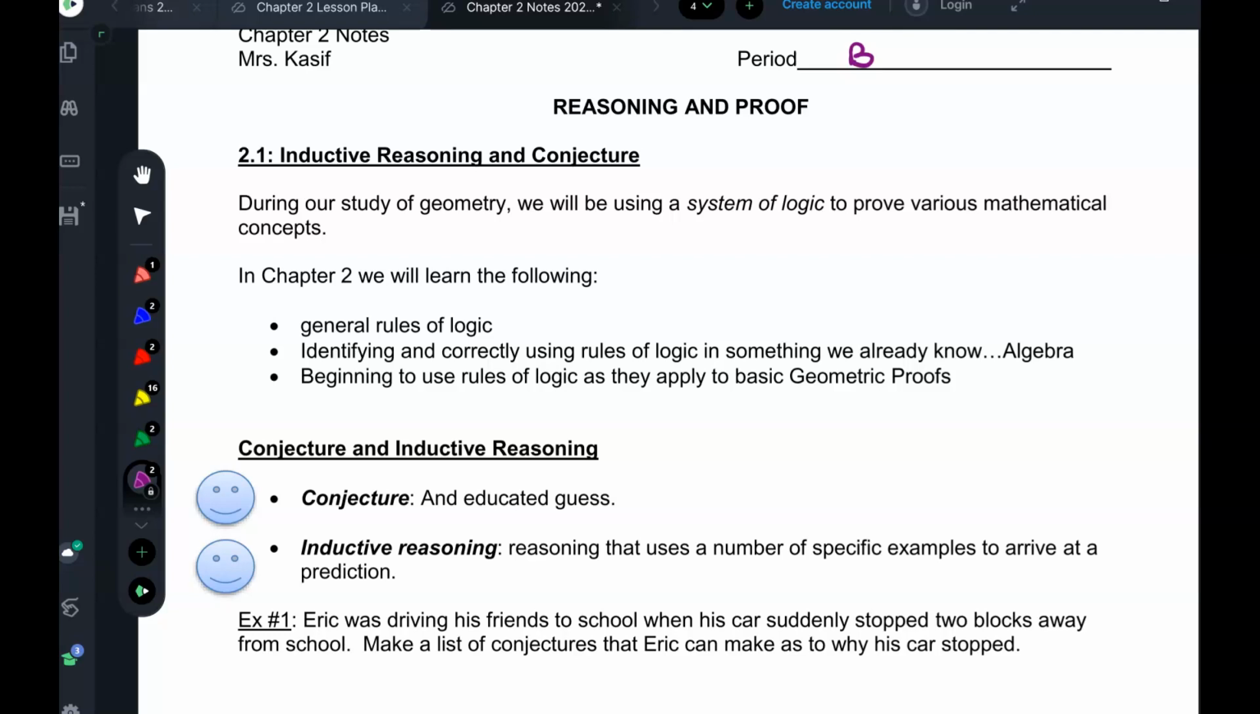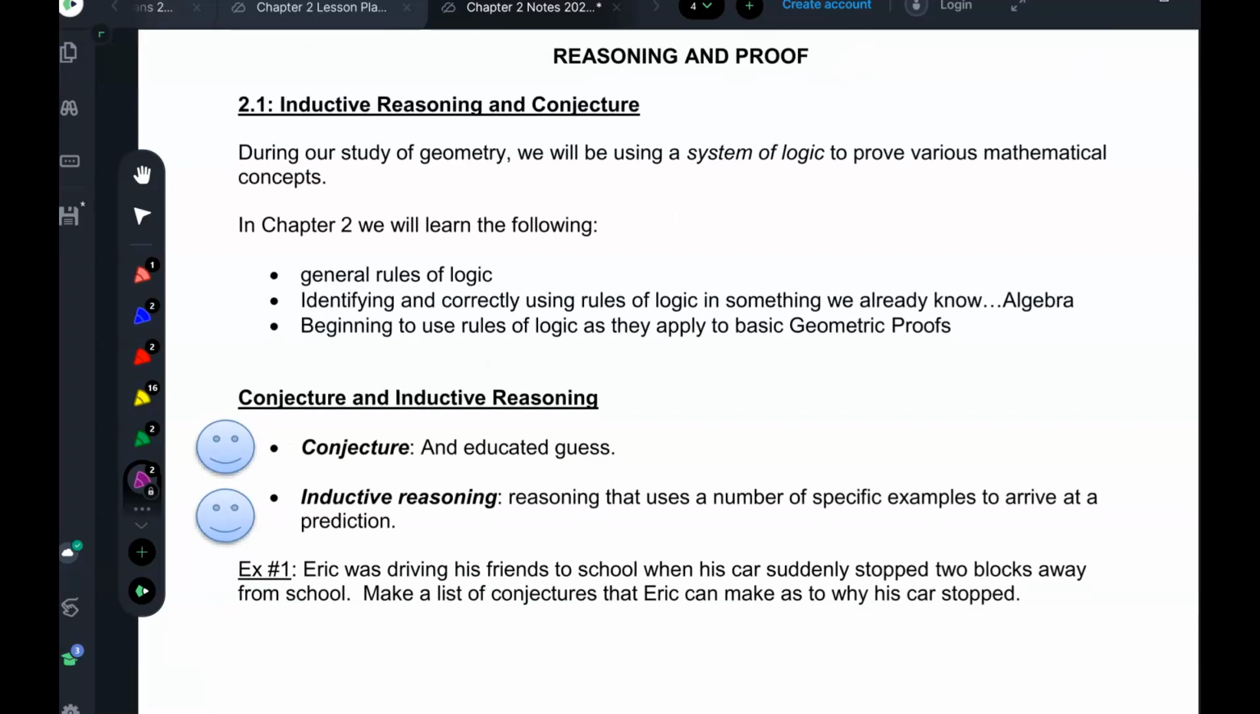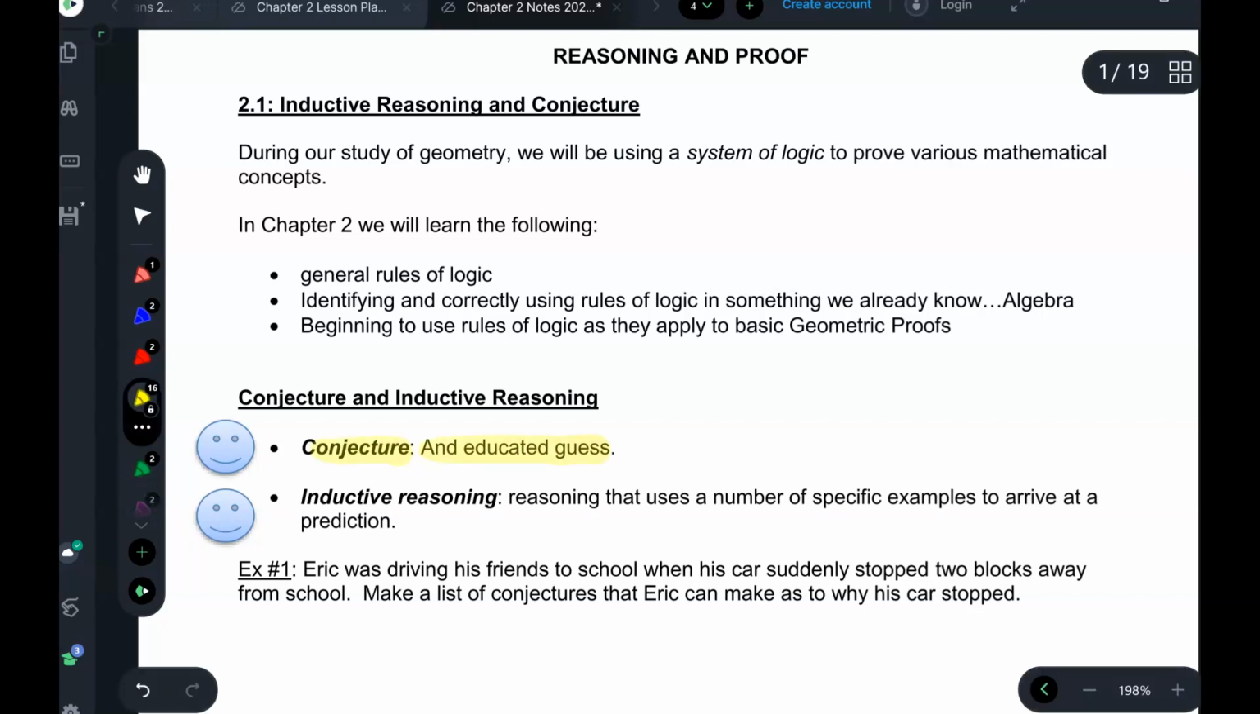I promise this is going to be quick and easy. All right, so inductive reasoning and conjecture. It looks like difficult terminology. It's not, okay? Conjecture is just an educated guess.